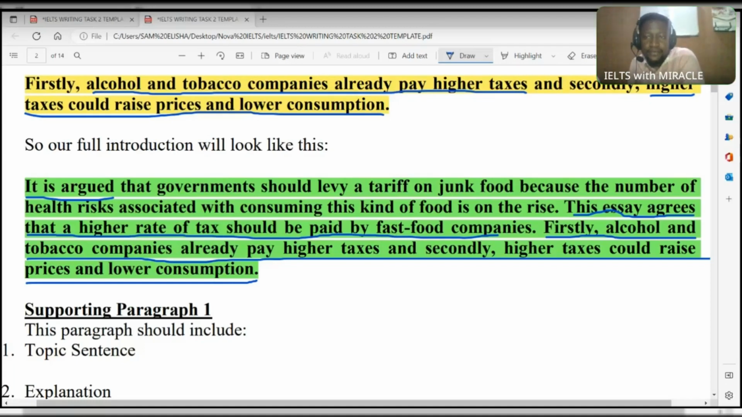So it's important that after you have paraphrased, then you state whether you agree or disagree. Then you now give us reasons why you either agree or disagree. And that's what I've done here. So I have stated that this essay agrees. Then I now give reasons why the essay agrees. Alcohol and tobacco companies already pay higher taxes, and higher taxes could raise prices and lower consumption. Is that okay?